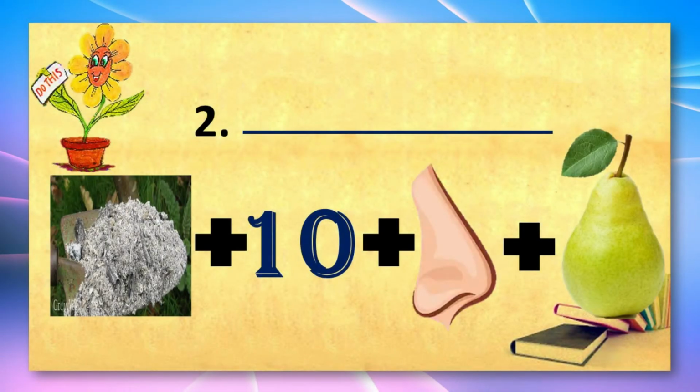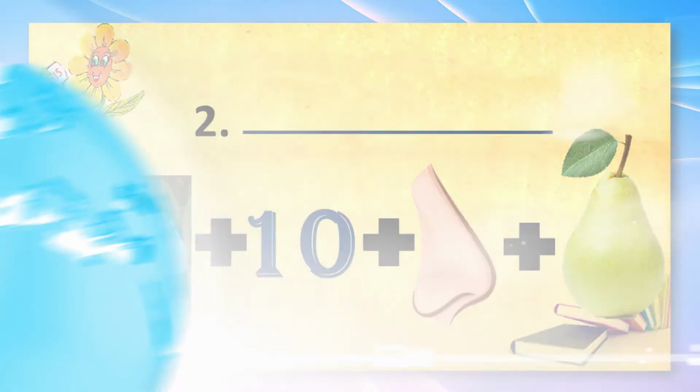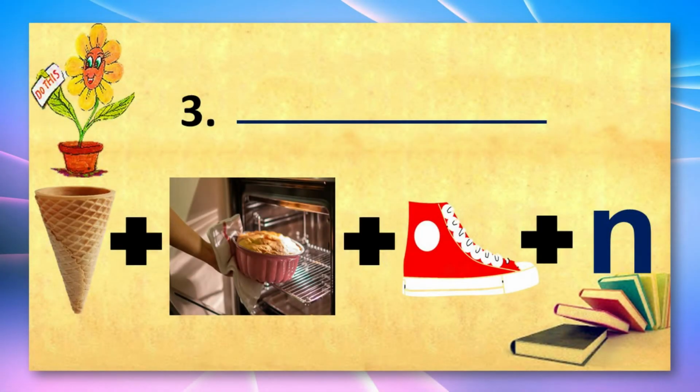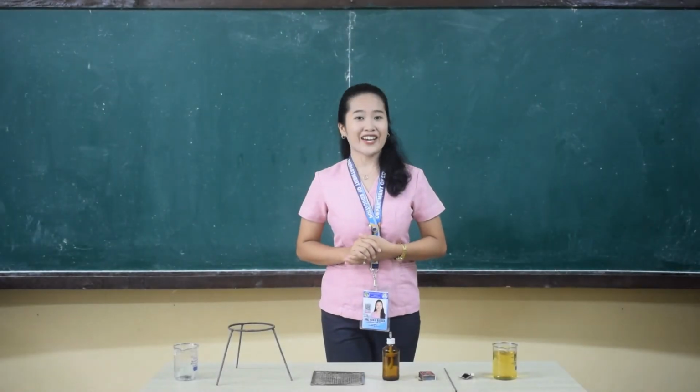Number 2. What word is being described by the pictures? Again, write your answers in your notebook. Number 3. What word is being described by the pictures? Learners, don't forget to write your answers in your notebook. I hope you got it all right.